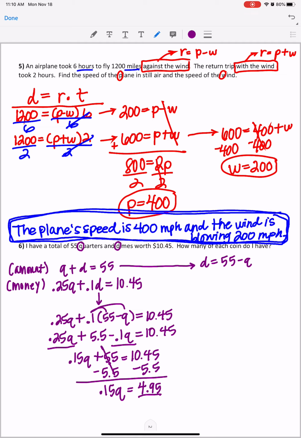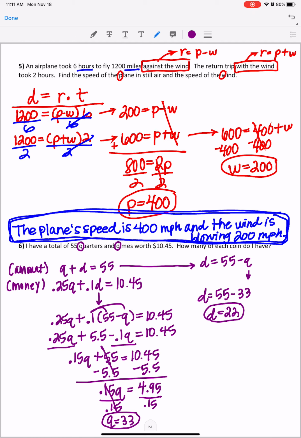Thank goodness. Divide by 0.15. And I get Q is 33. Once you get Q is 33, plug it into the D equation. So I've got D equals 55 minus 33. So my D equals 22.